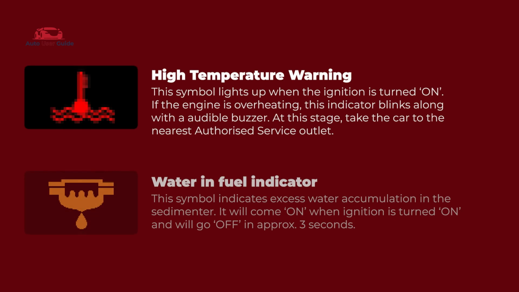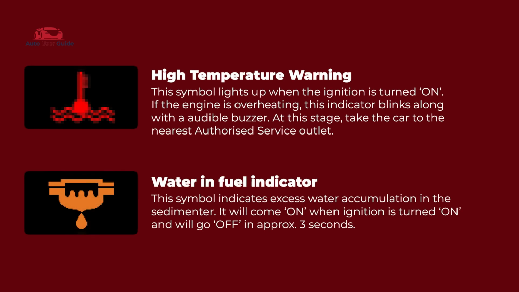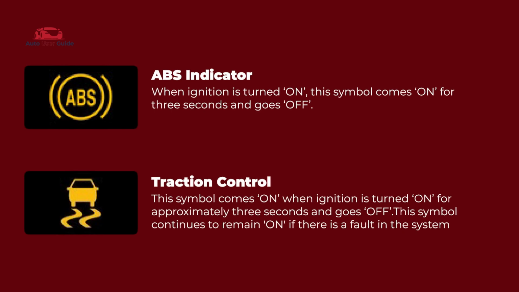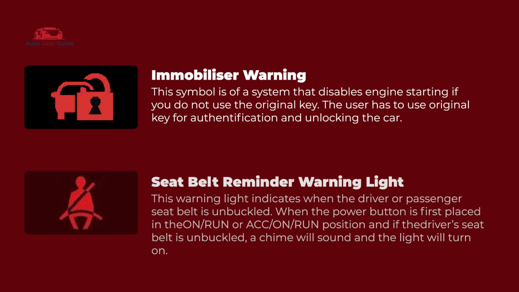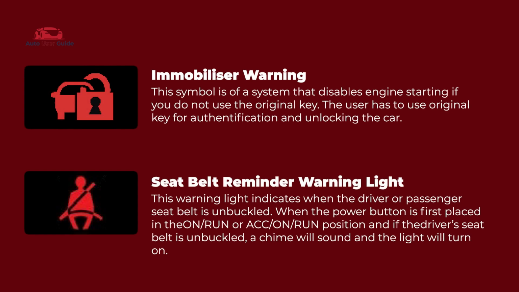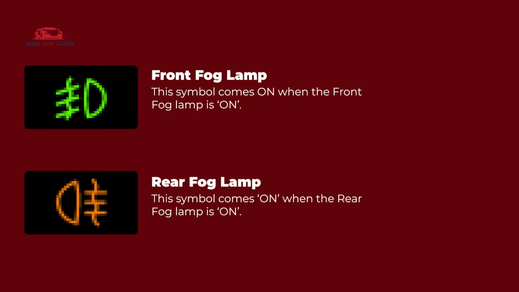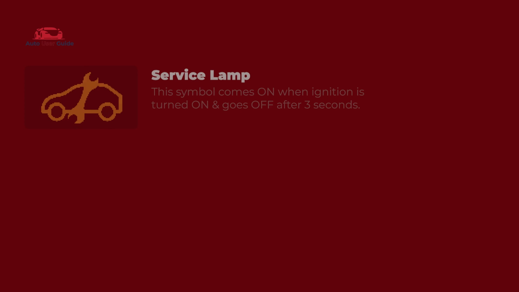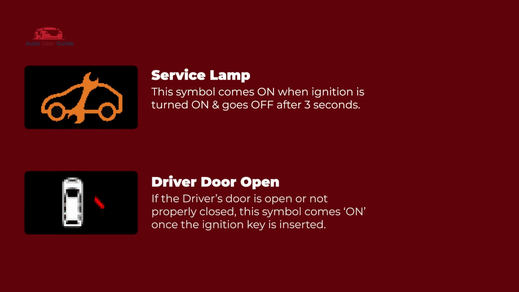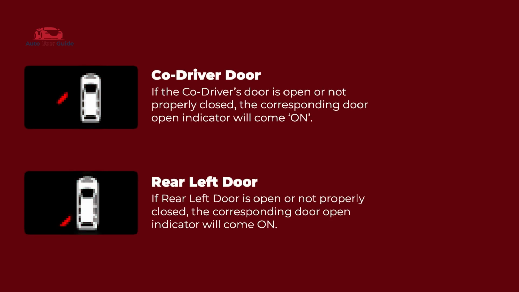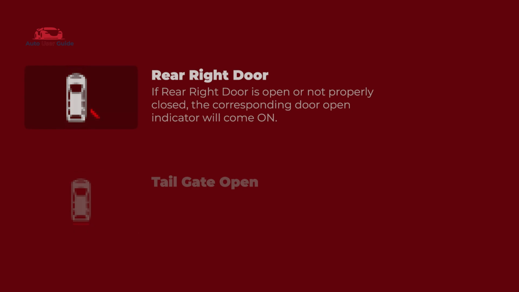High temperature warning, water and fuel indicator. ABS indicator, traction control. Immobilizer warning, seatbelt reminder, warning light. Front fog lamp, rear fog lamp. Service lamp, driver door open. Co-driver door, rear left door. Rear right door, tailgate open.